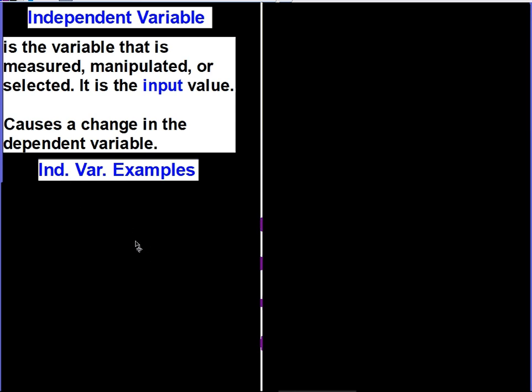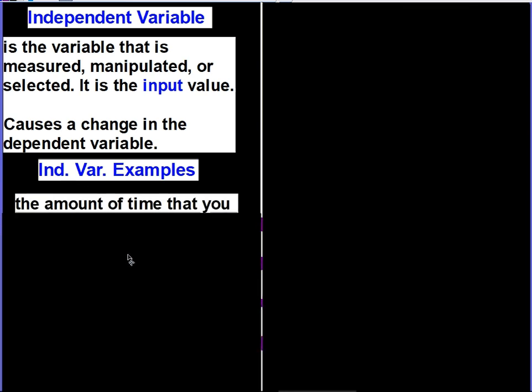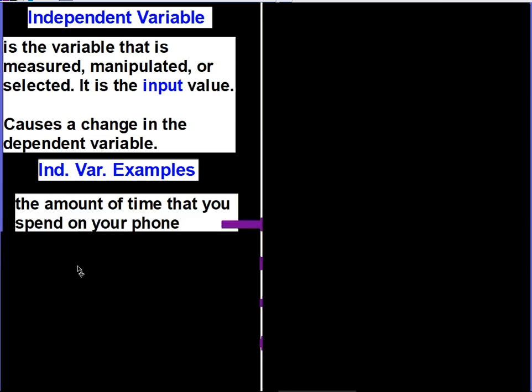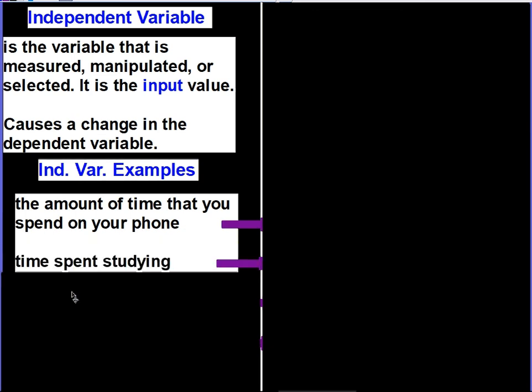All right. So some independent variable examples that you could have is like this. Let's say your independent variable is the amount of time that you spend on your phone, what would that cause a change in? So we'll come back to that in a second too. Then another example would be the time spent studying.